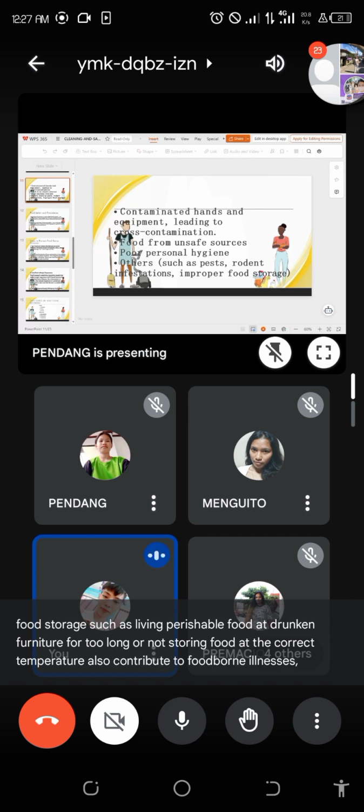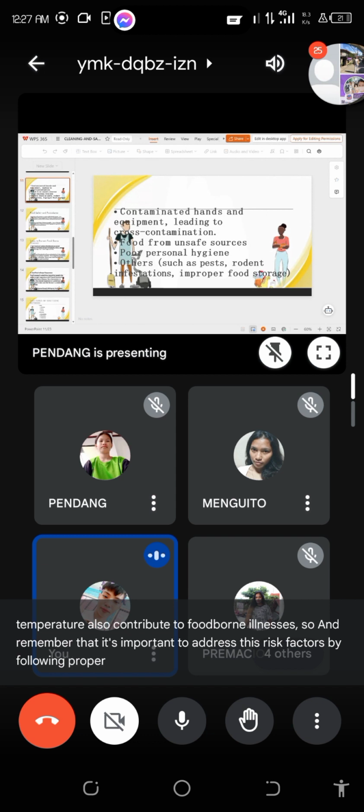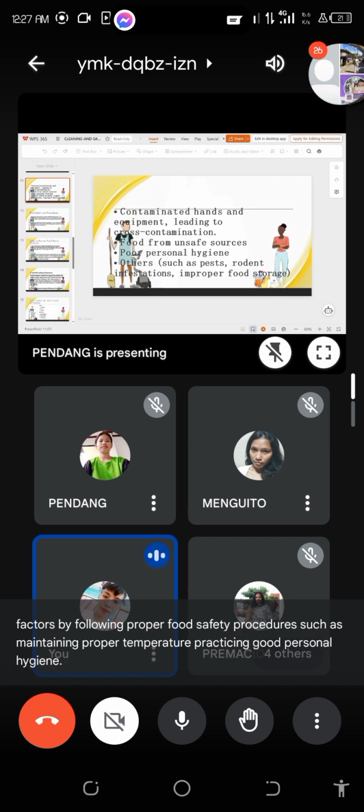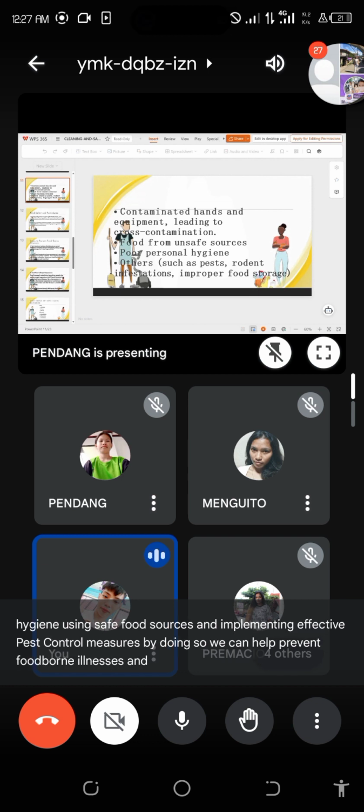So, remember that it's important to address these risk factors by following proper food safety procedures, such as maintaining proper temperatures, practicing good personal hygiene, using safe food sources, and implementing effective pest control measures. By doing so, we can help prevent foodborne illnesses and ensure the safety of the food we consume.